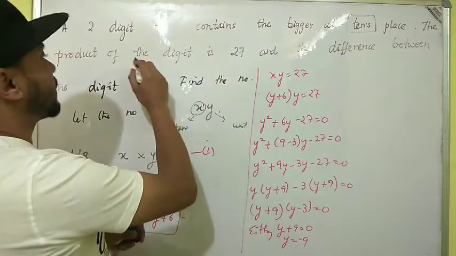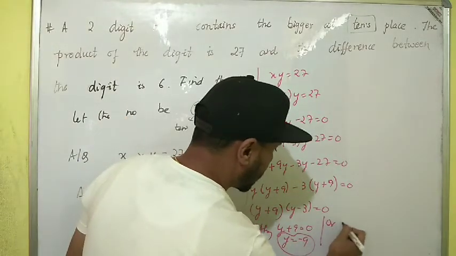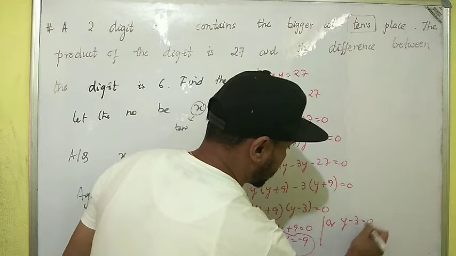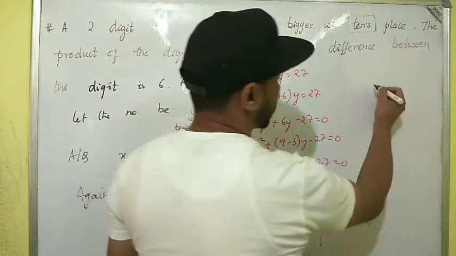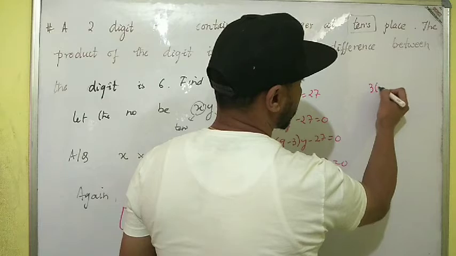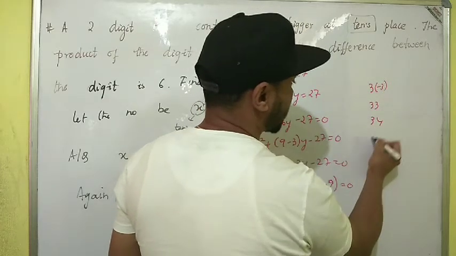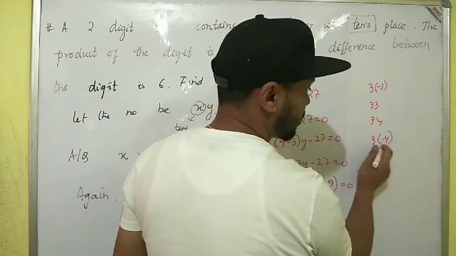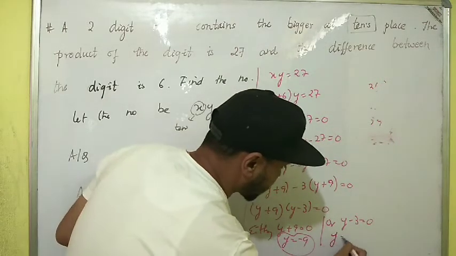Now here we are finding two-digit numbers, so it won't be negative, alright? Or y minus 3 equals to 0. We are neglecting negative values because we haven't seen a two-digit number like this. Yes, sir. Two-digit numbers will be 33, 34 like that. We haven't seen 3 minus 4. This is not a two-digit number, isn't it? So this will be y is equal to 3.